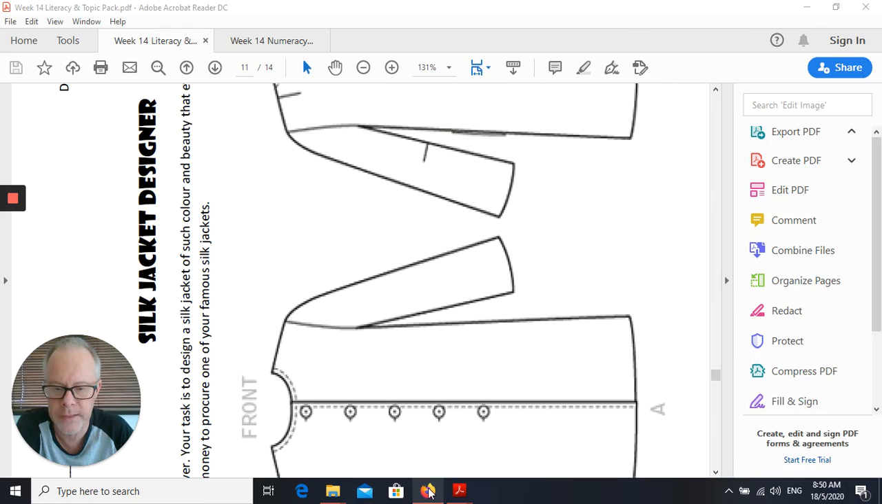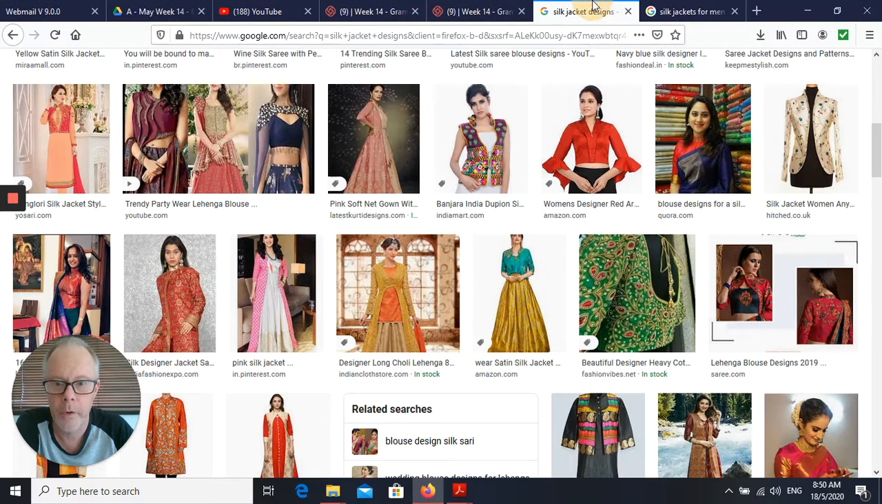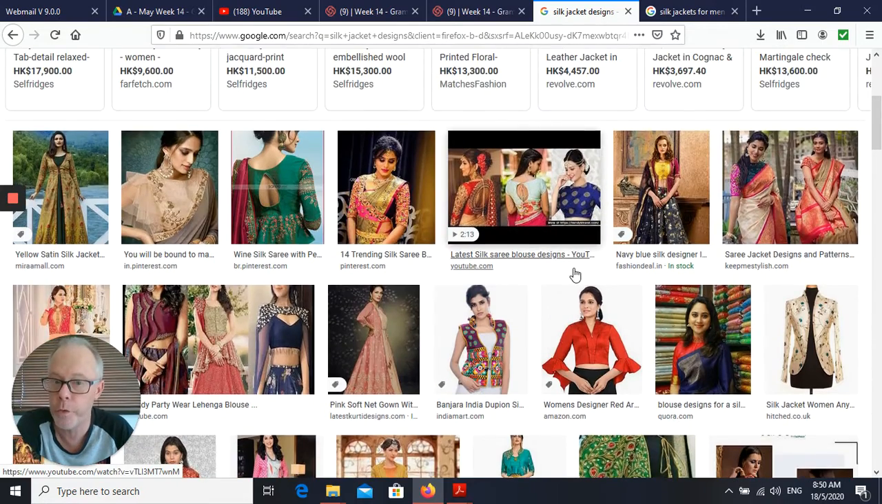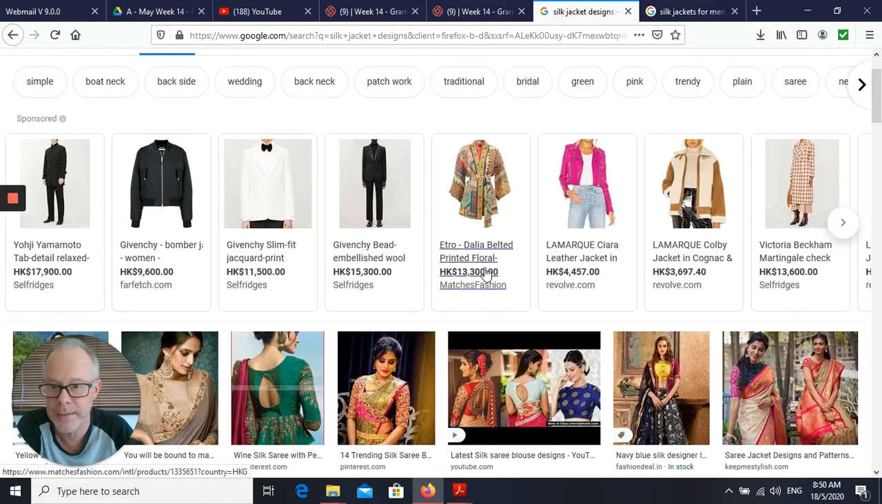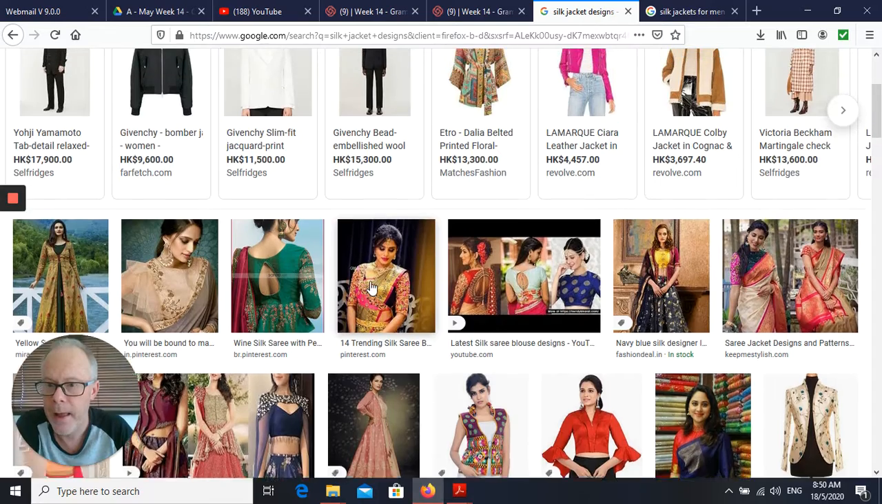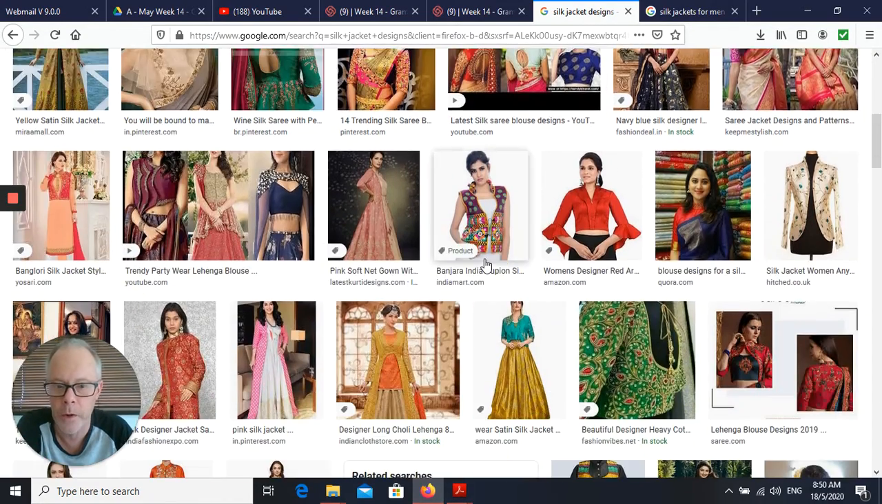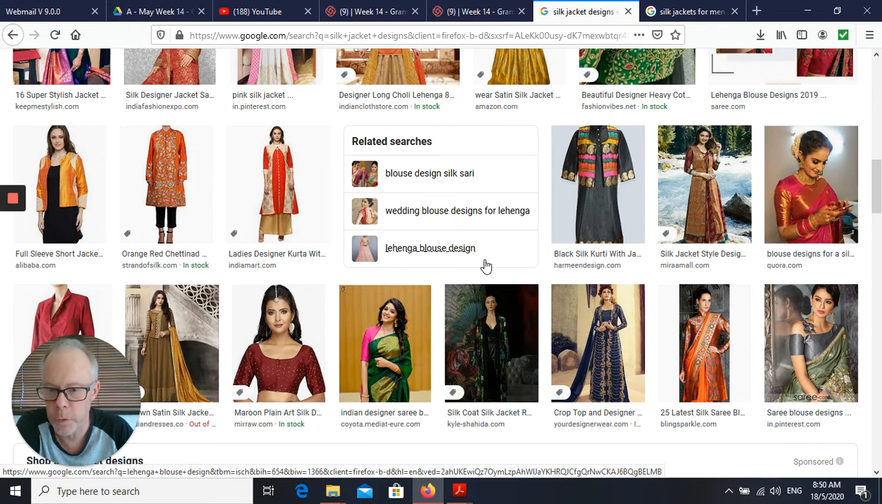Now, I've got a couple of examples here. So here are some silk jackets for women, and as you can see, many different cultures use silk, certainly Chinese and Japanese, but Indian. And you'll notice there too, silk jackets in very European sort of styles as well. So you can have all sorts of different designs.